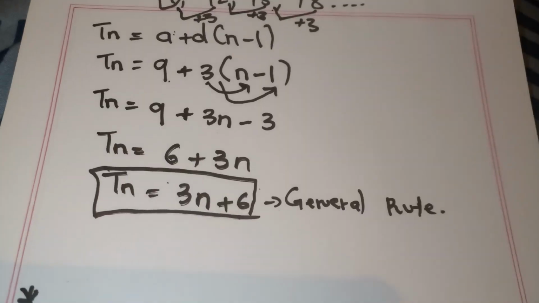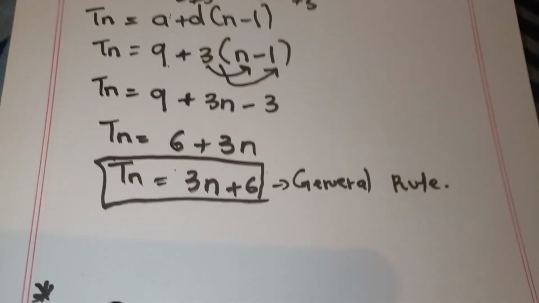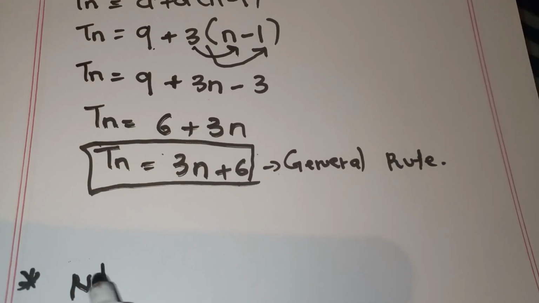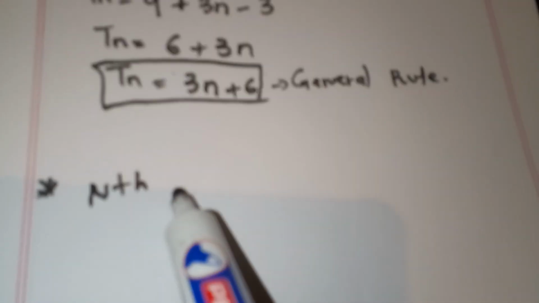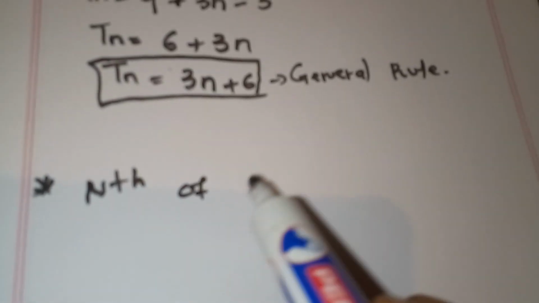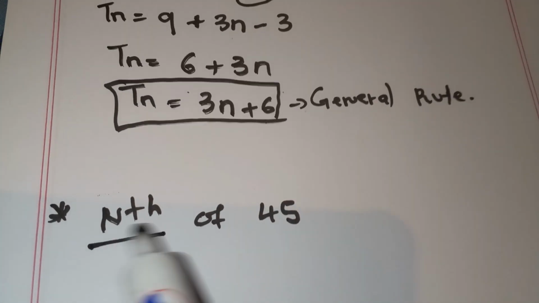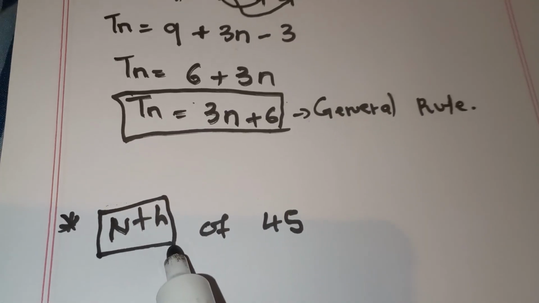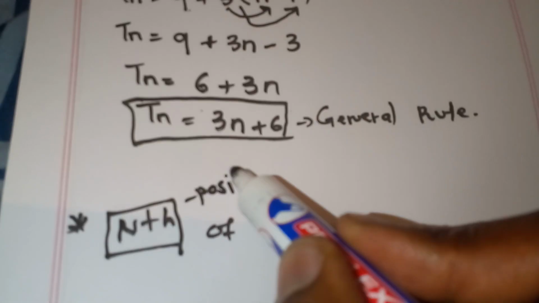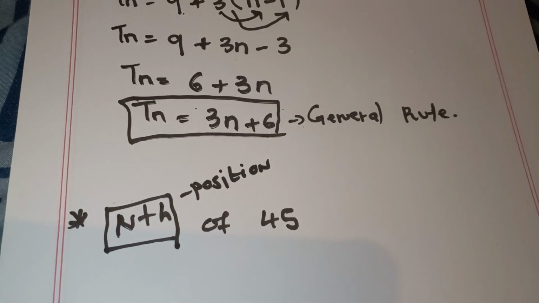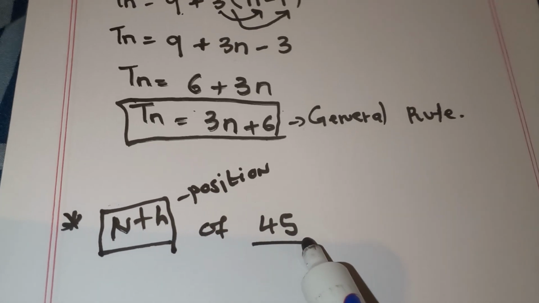Okay, so now we are looking for the position of what? Of 45. We want to find the end position of 45. That means we want the position, guys. If you are asked for the end position, that means we are looking for the position. You must take this into consideration. You are looking for the position of 45 in the pattern.